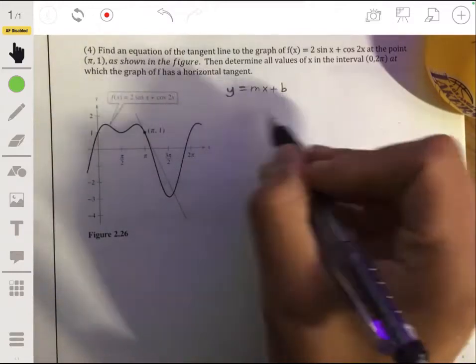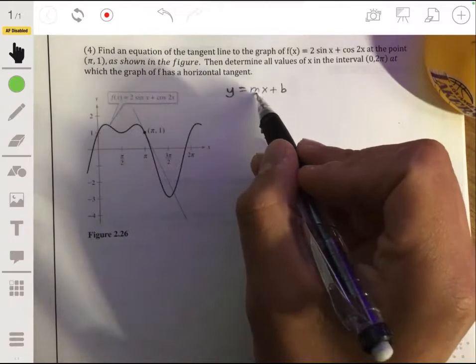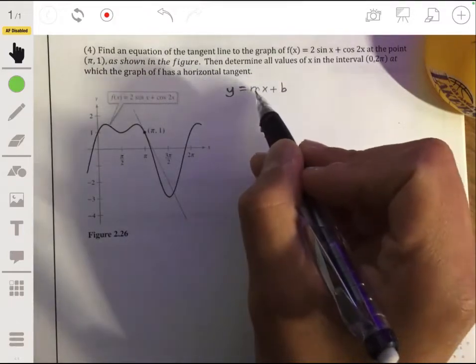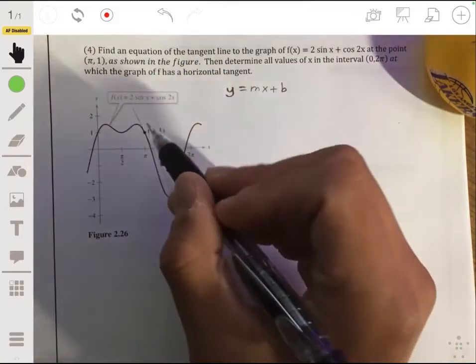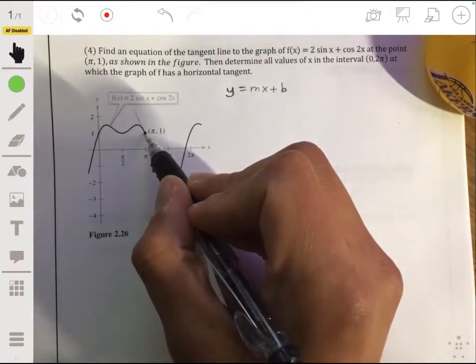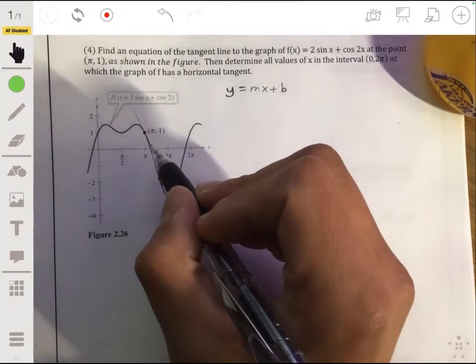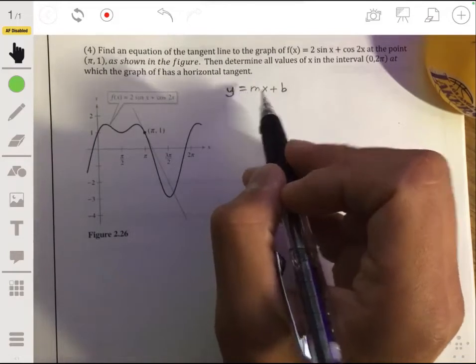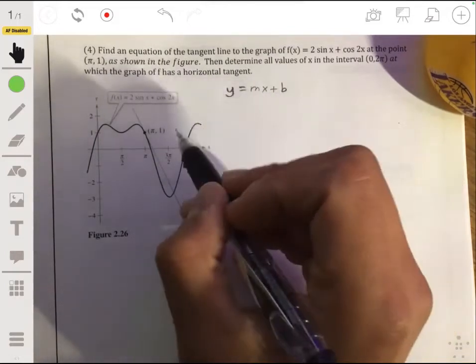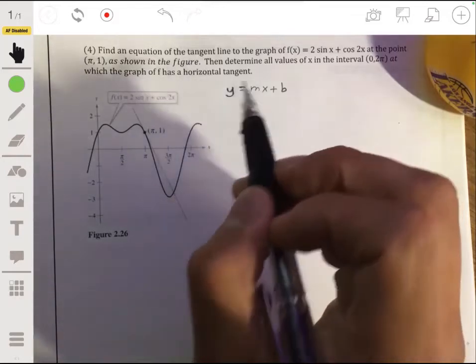Okay, so we want to find this sort of equation. That means we need to find the slope and the y-intercept. Now let's recall the slope of a tangent line in this case is just going to be the derivative at that point. So we just need to find what the value of the derivative is at that point. Put that value in here. Then to find the value of the y-intercept, you're just going to put the pi in for x and the 1 in for y and solve for b.